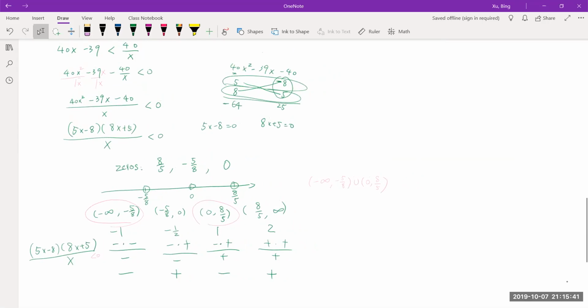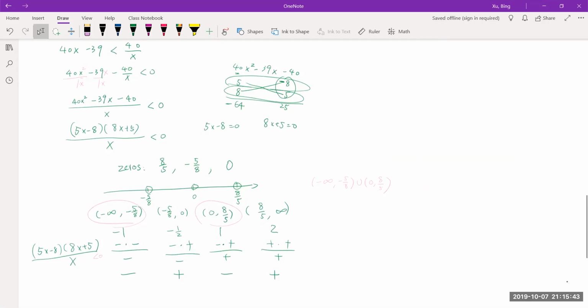Okay. I will let you work on a similar problem. Let me write it on the side. It's actually 57 in the textbook, if you want to know. It looks like this: 6x minus 5 is less than 6 over x. I'll give you some time to work on this problem.